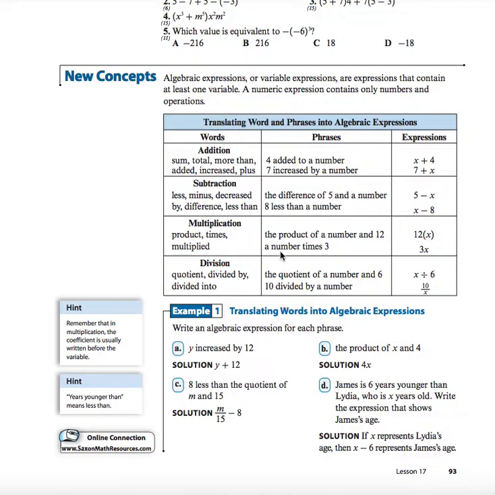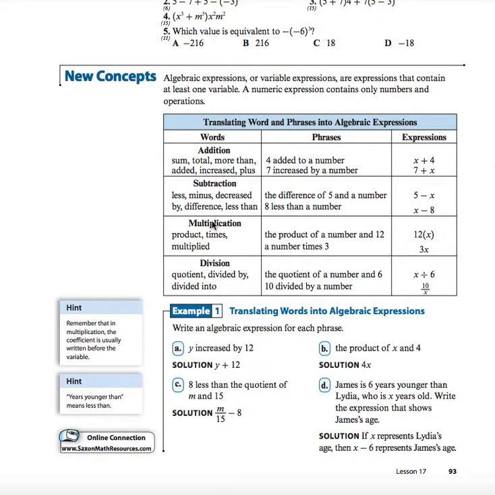Here in this table, it shows you the different types of operations that we commonly use: addition, subtraction, multiplication, division, and the words that are associated with that type of operation as you're reading out the expression in word form or in expression form. Addition: sum, total, more than, added, increase, plus. Any sentence that says any of these words, you're talking about addition. Subtraction: less, minus, decreased by, difference, less than. Any of those words found in a sentence mean that that's the type of operation that's happening.